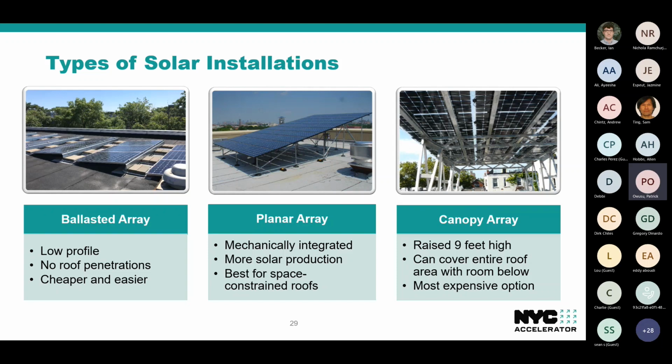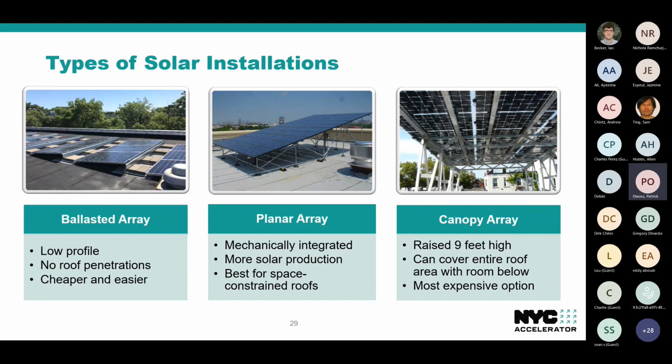The third option is canopy. That's also mechanically integrated, but the benefit of this one is that it's raised 9 feet into the air, which helps out with FDNY clearance path permits. Since they're able to walk underneath them without any obstructions, you're able to put them over clear paths, paths that lead to stairwell bulkhead access and things like that, which is great in order to maximize the rooftop solar potential.